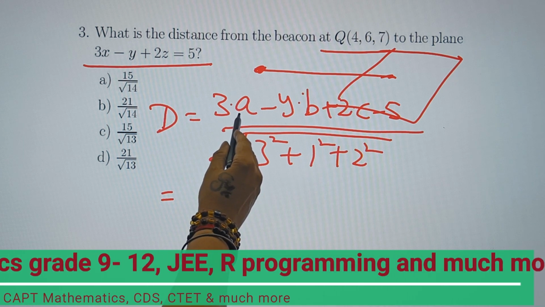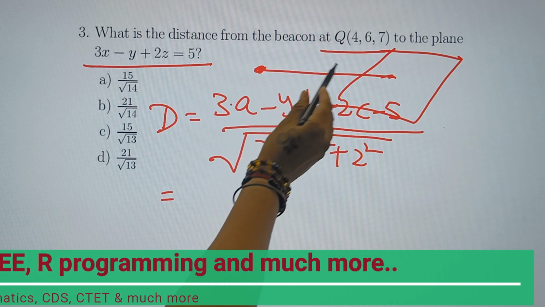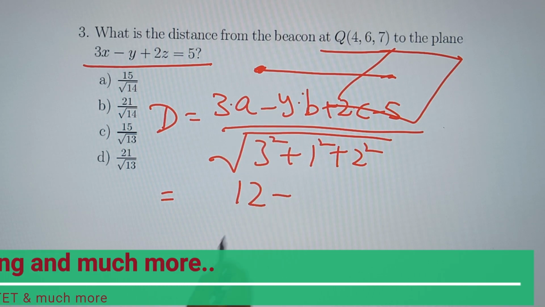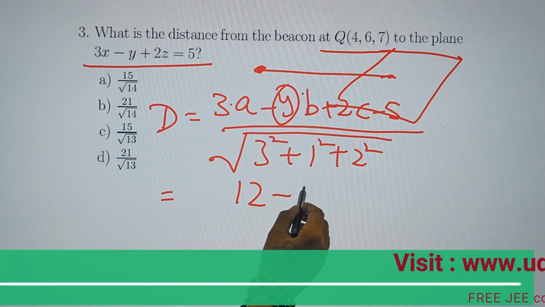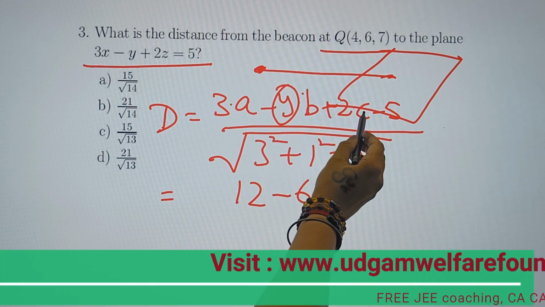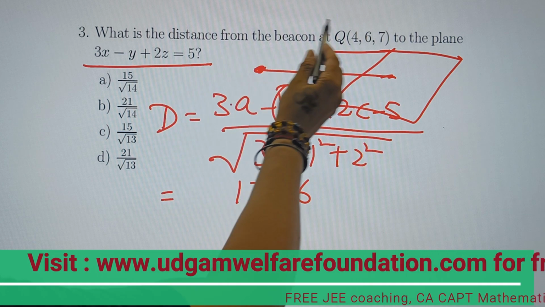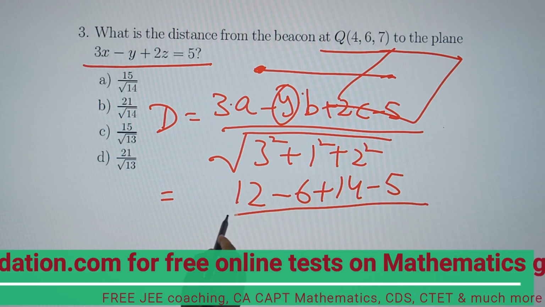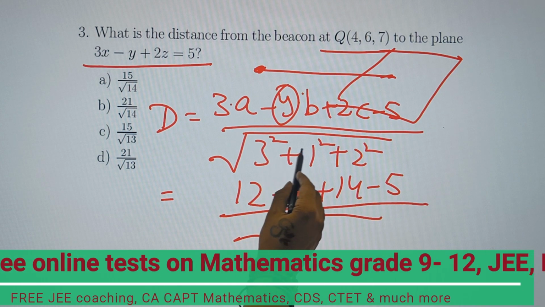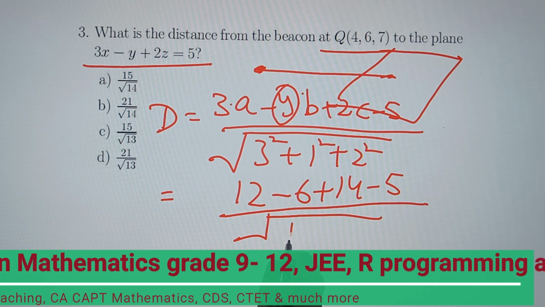So 3 into A is nothing but 4, so 3 into 4 is 12, minus y is nothing but 1 and B is nothing but 6. So 1 into 6 is 6, plus 2 into C, 2 into 7 is 14, minus 5 upon root over 9 plus 1 is 10, 10 plus 4 is 13.